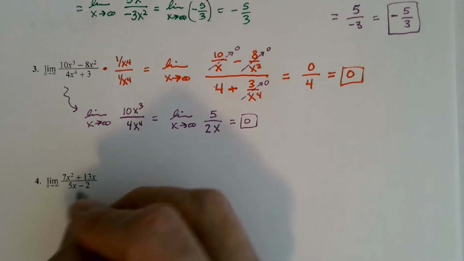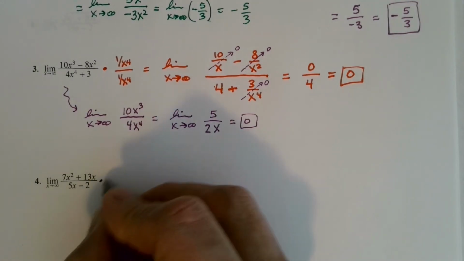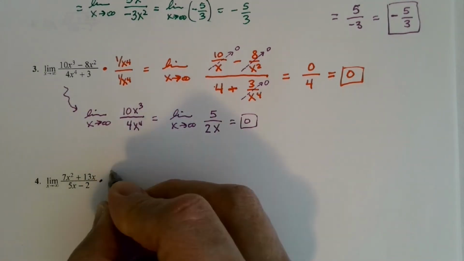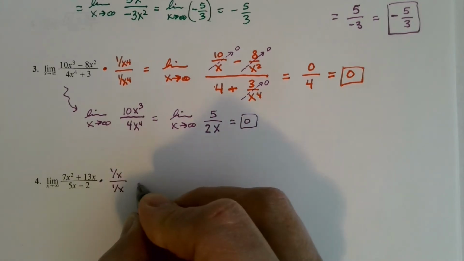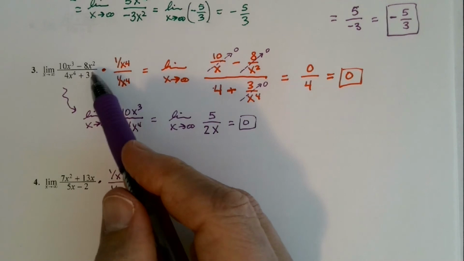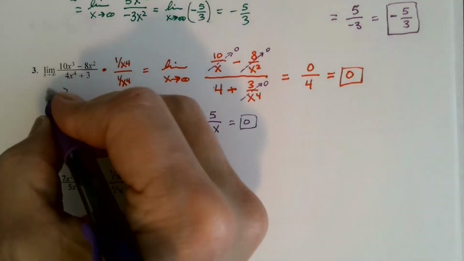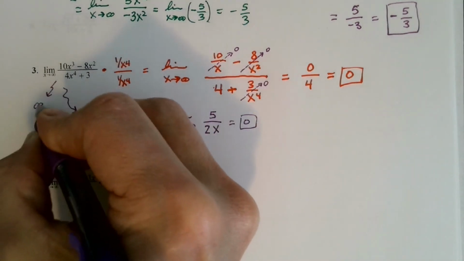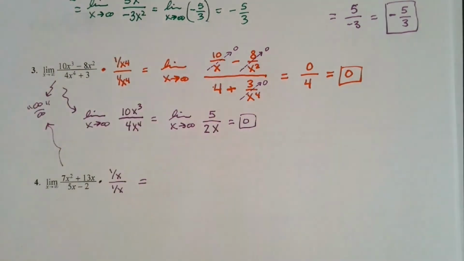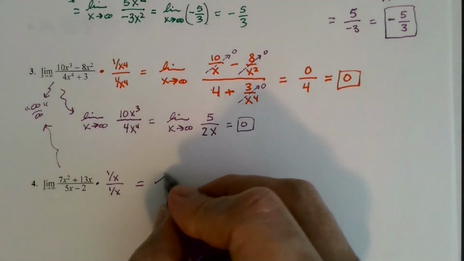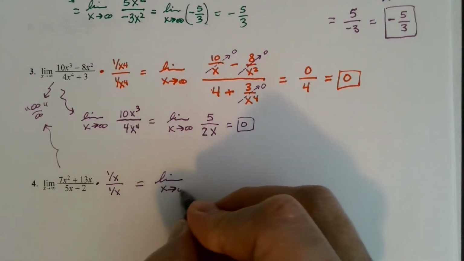Look at this one. We'll do the same thing. I'm going to multiply top and bottom by the reciprocal of the highest degree term in the denominator, which is x. So multiply by 1 over x. Again, by the way, each of these are indeterminate forms, right? Infinity over infinity. It's the same for each of these situations. But when we do this, what happens?